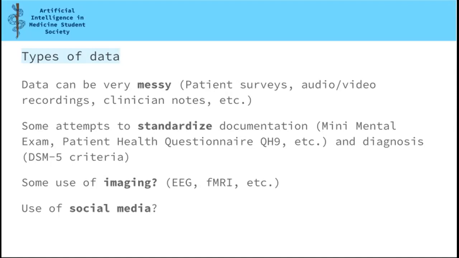There's also some use of imaging, so it could be the electroencephalogram, functional MRIs, and possibly some other types of imaging. And then lastly, use of social media. So remember that data type. Data can come from your own personal devices. Psychiatry has shown a lot of work of AI using things like social media and the use of personal devices for diagnostics and prognostics.